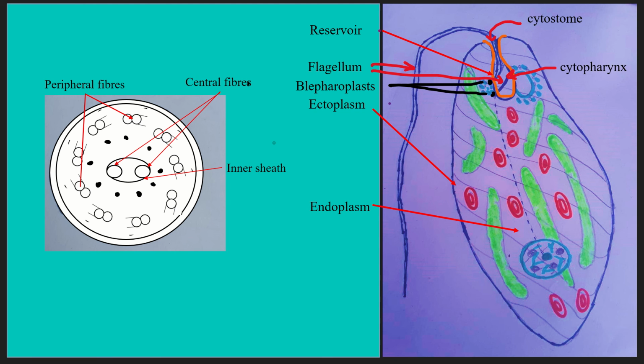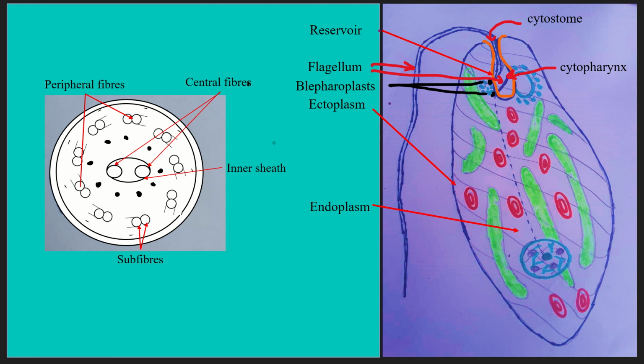While each central fiber is single, the peripheral fibers are paired. That is, peripheral fibers are made of two subfibers. So central fibers are single, but peripheral fibers are made of two subfibers.